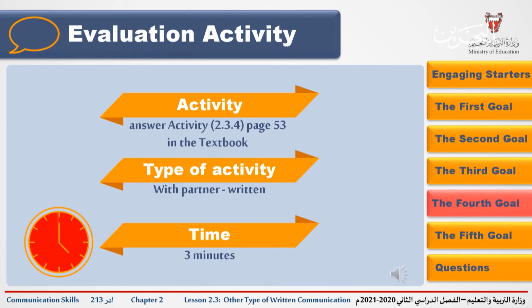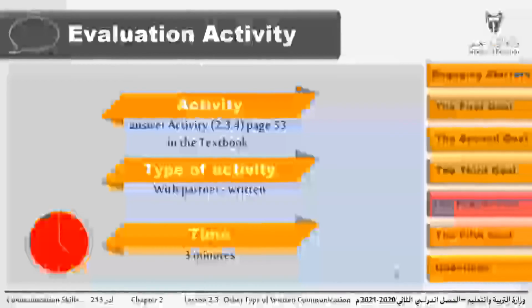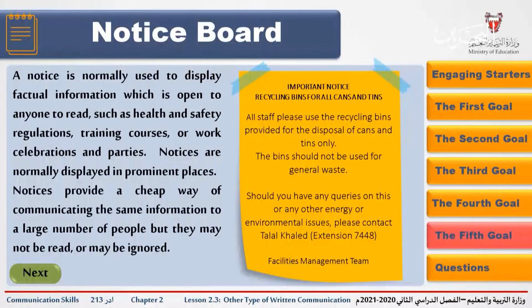What is a notice board? A notice is normally used to display factual information, which is open to anyone to read, such as health and safety regulations, training courses, or work celebrations and parties. Notices are normally displayed in prominent places. Notices provide a cheap way of communicating the same information to a large number of people, but they may not be read or may be ignored.